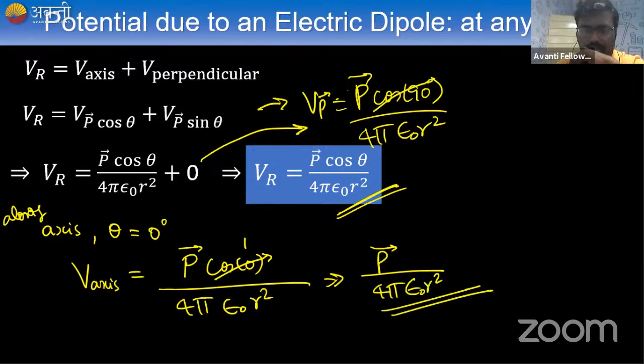Is this the expression for the potential at the axis, guys? Yes or no? Is this the expression for potential for the axis? Nearly.